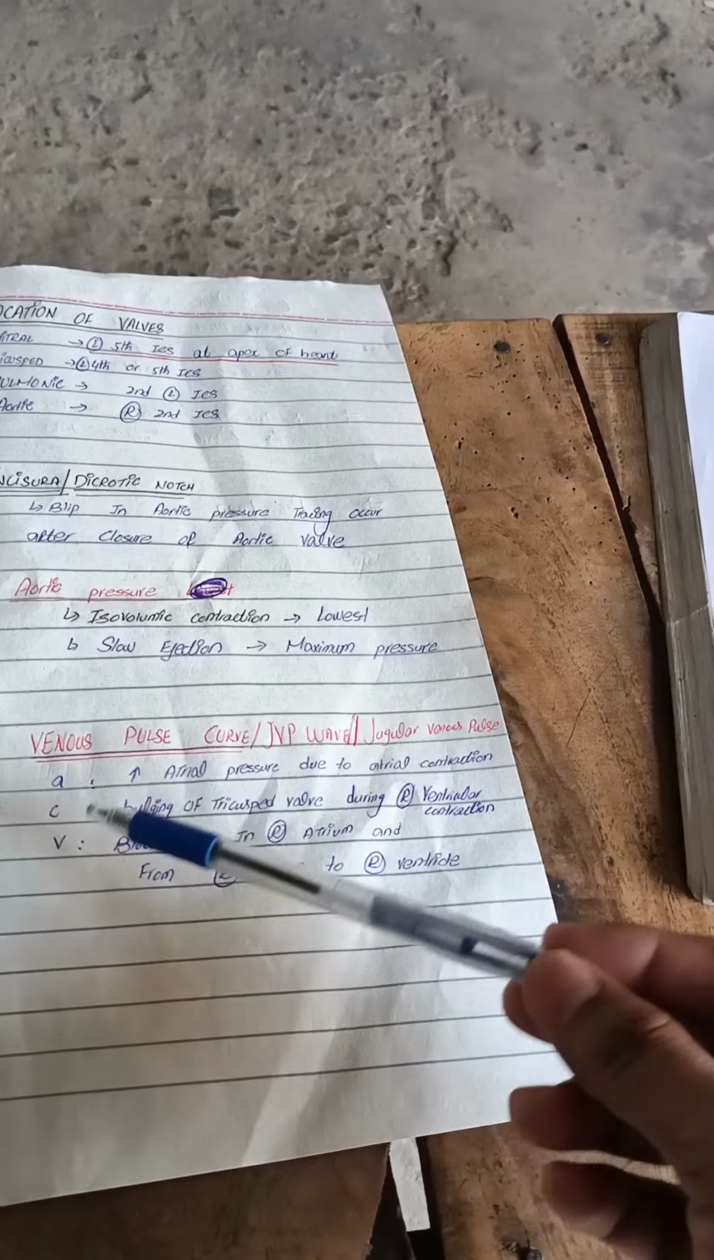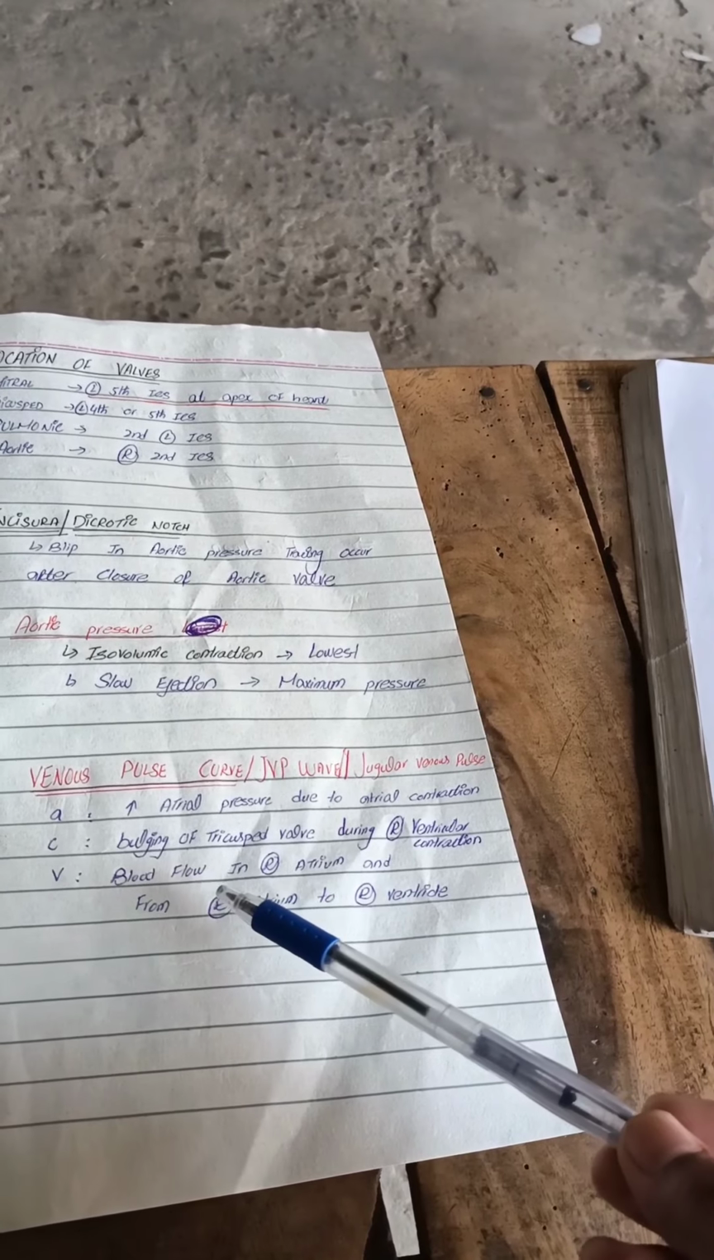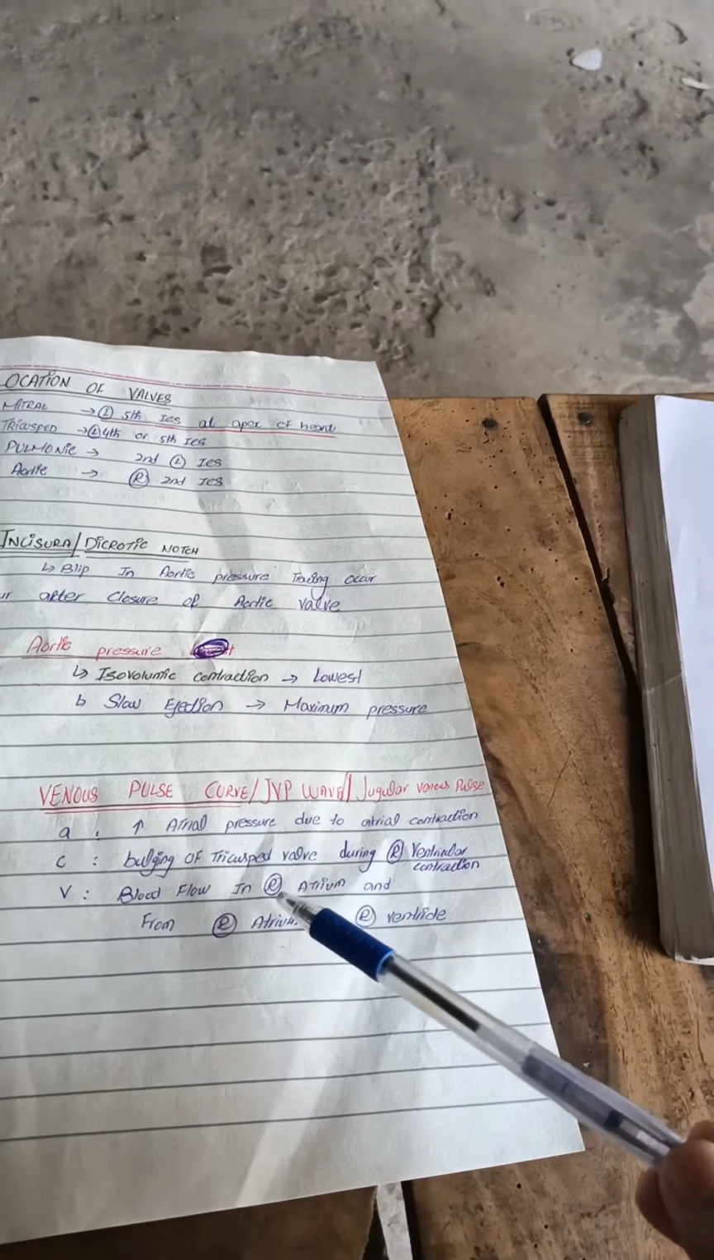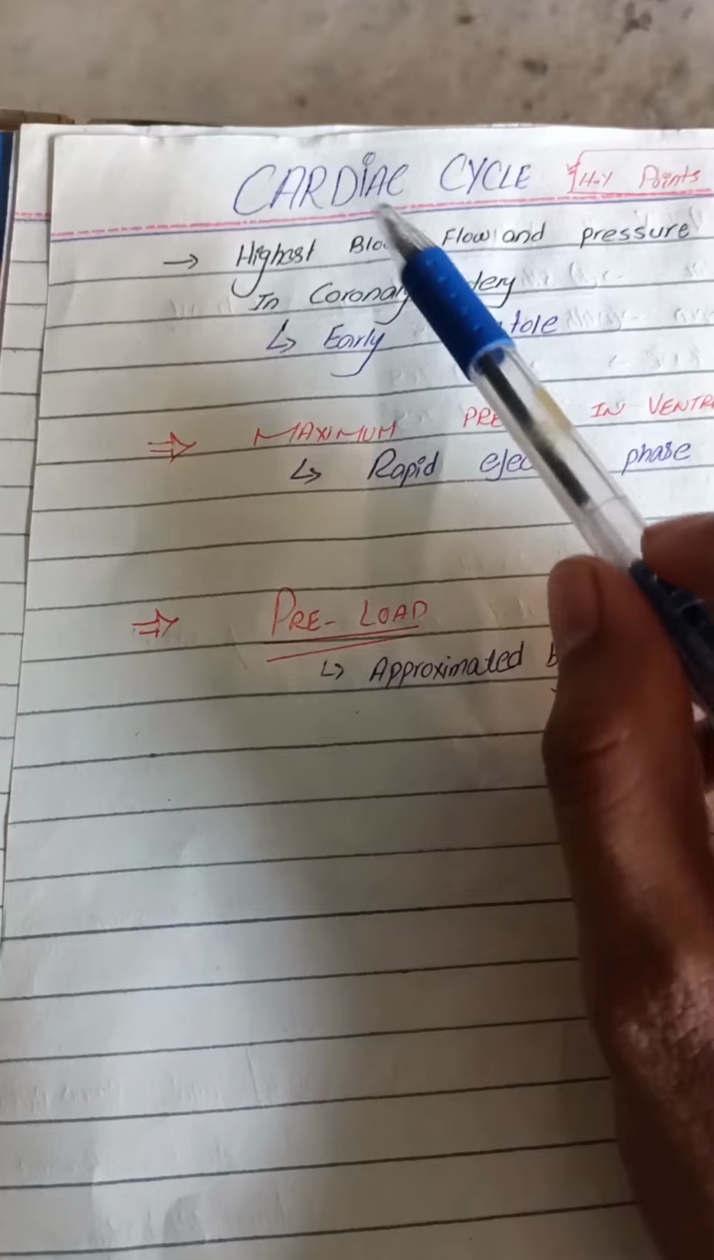Second thing is the V wave. The V wave basically represents blood flow in the right atrium, or blood flow from the right atrium into the right ventricle, and it takes place in the slow or reduced ejection phase of the ventricle.